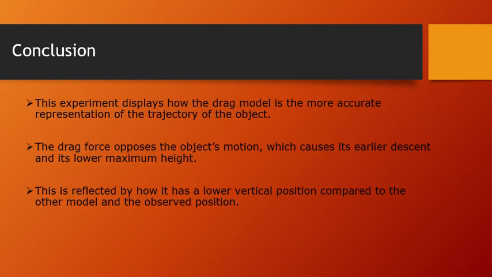As a conclusion, the drag force model is the more accurate representation of the trajectory of the object. This is because the drag force affects an object's trajectory, as it opposes its motion, leading to an early descent and a lower maximum height. This is reflected in the graph as it has a lower vertical position compared to the other two models, which are considerably similar to one another.